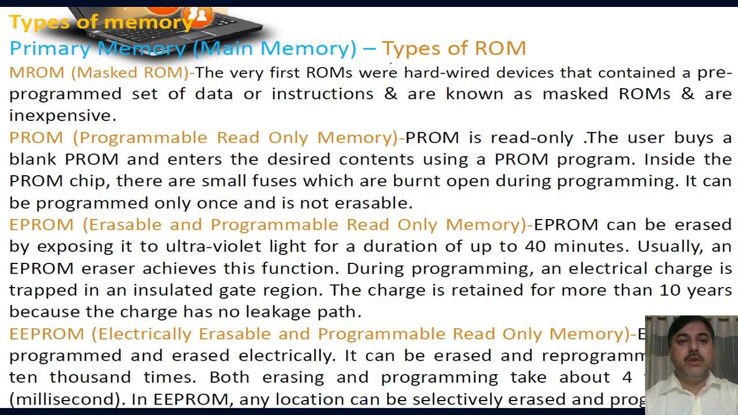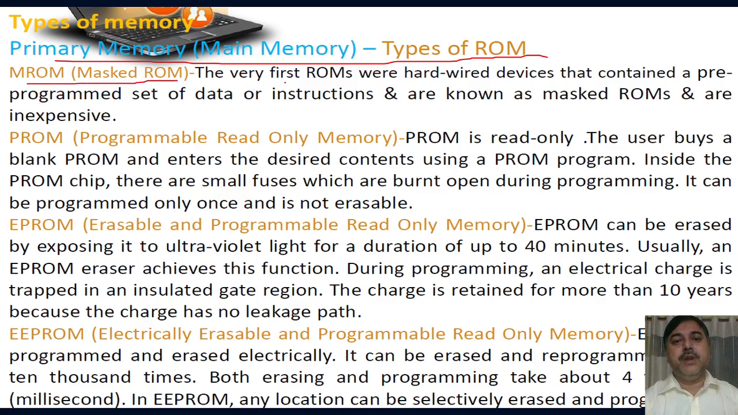So in this particular type, there is a primary memory or the main memory. Main memory means ROM, isn't it? How many types of ROM do we find here? The particular part that we can see has been divided into some sections. What are they? First is MROM. MROM means masked ROM.